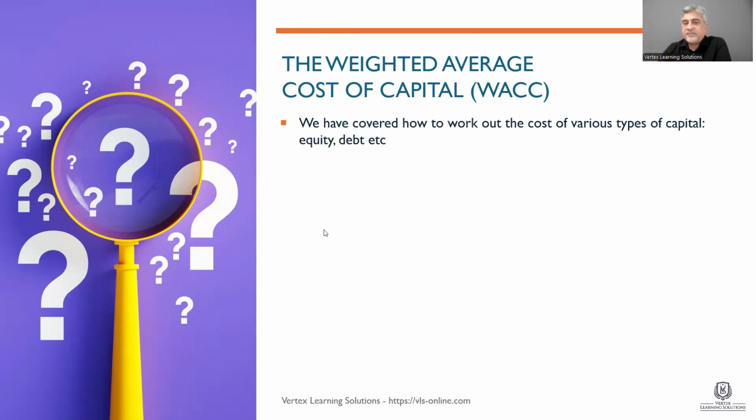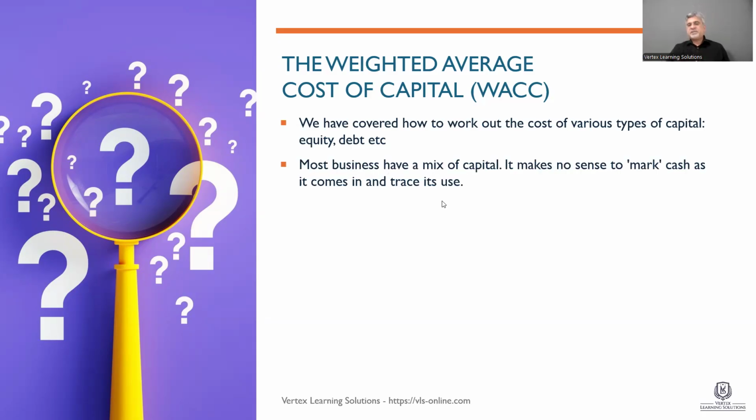We have covered how to work out the cost of various types of capital, equity and debt. Yes, we have done that. We know that there is redeemable debt and irredeemable debt. We covered the cost of preference shares, cost of loan, and cost of convertibles. We did all of them. Then we also calculated the cost of equity through the dividend growth model, and the CAPM model, and so on.